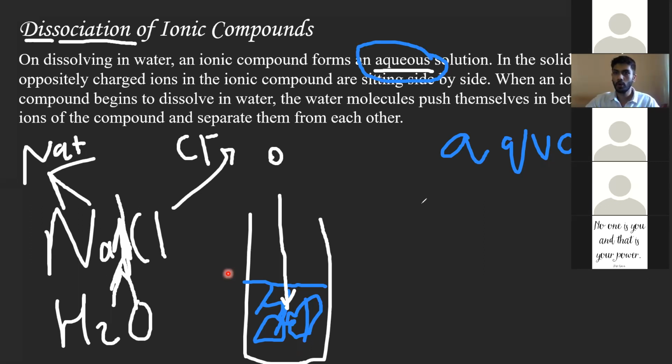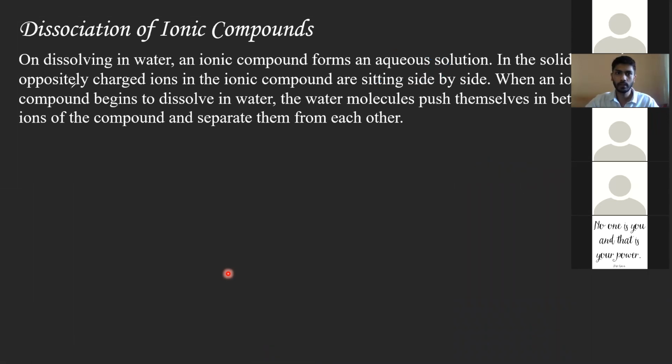Okay. So what does it say? In the solid state, the oppositely charged ions in the ionic compound are sitting side by side. So in the solid state, let's say I have salt crystals, basic salt.